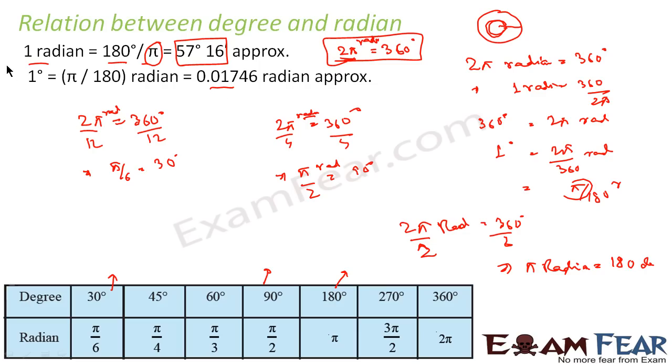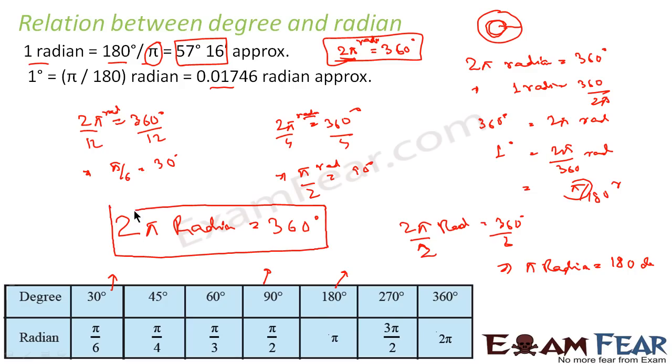So I think the relation is clear. This is the most important relation. I'll write once again, 2 pi radian is equal to 360 degree. If you know this relation, you can find all these formulas. Just remember, and if you don't remember, just imagine that in one big circle, this whole angle is equal to 2 pi radian. Also, the whole angle we can say is 360 degree. So we can equate 2 pi radian is equal to 360 degree, and we get the formula.